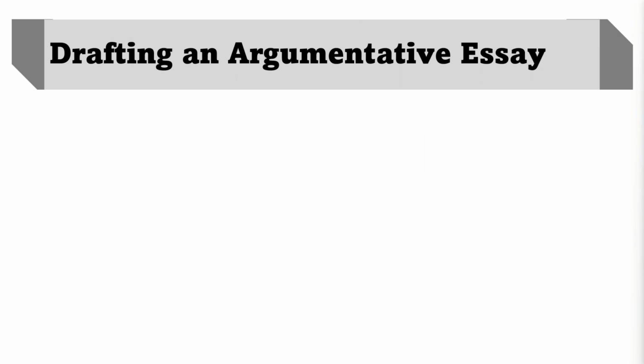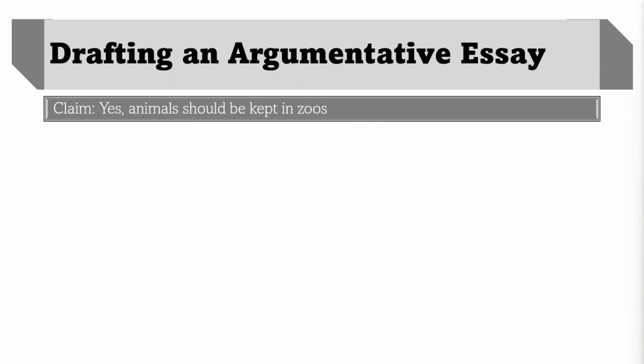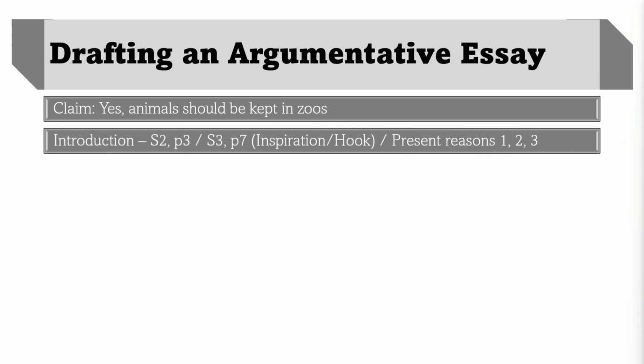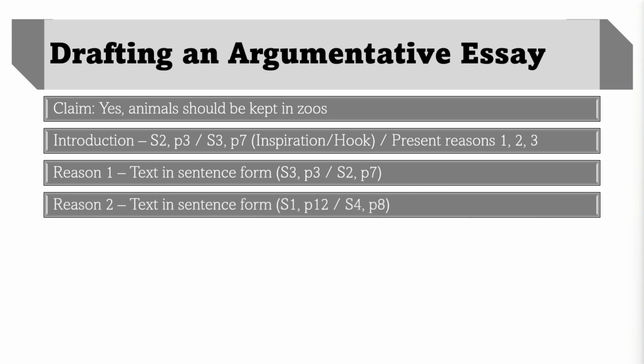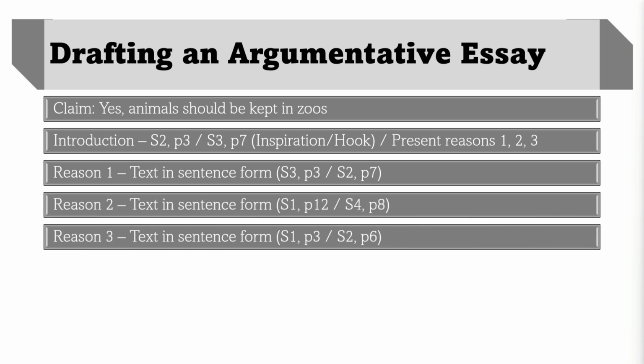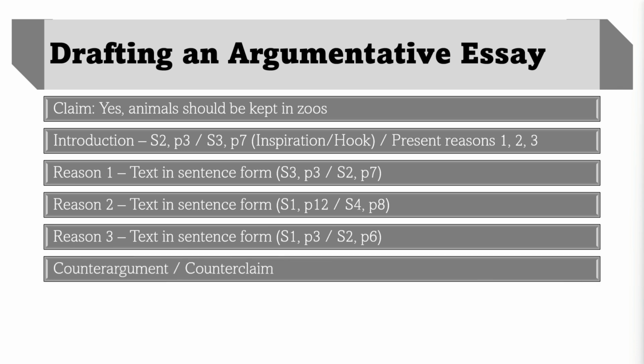Let us go back to the structure of the argumentative essay one more time and see what I've got so far. I have the claim. Now I have the introduction with the location of a possible hook, plus the fact that I know that the reasons are going to be in this section. I have reason 1 clearly spelled out and with the location of the supporting evidence. I have reason 2 with the same things. I have reason 3 also with the same things. However, I've got nothing yet for the counter-argument or counterclaim and the conclusion.